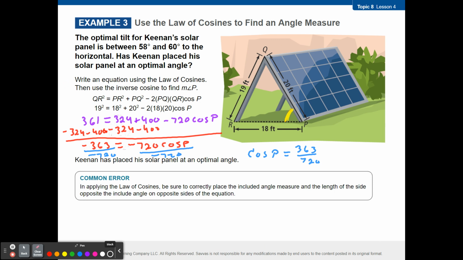So what do I do now? Inverse. The measure of angle P is going to equal the inverse cosine of negative 363 over 720, which gives us about what angle, rounded to the tenth? 59.7.